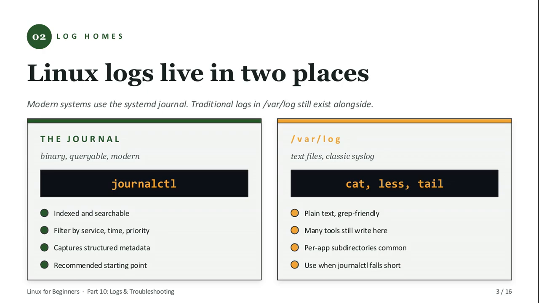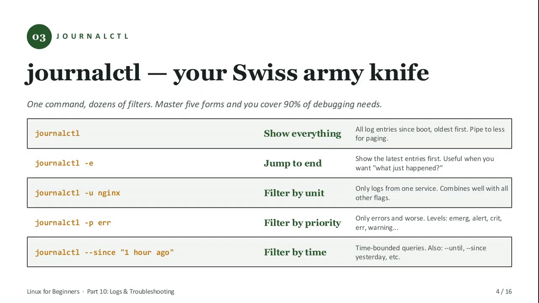On modern systems, you've really got two homes to know about. The system journal is the newer one. It's a binary index database that you query with journalctl, and it captures rich metadata about every event. Then there's the classic /var/log directory. Plain text files you read with cat, less or tail, perfect for grep and still used by tons of applications. My advice? Start with journalctl and fall back to /var/log when you need to dig into something it doesn't cover. And since journalctl is where you'll spend most of your time, let's get comfortable with it.